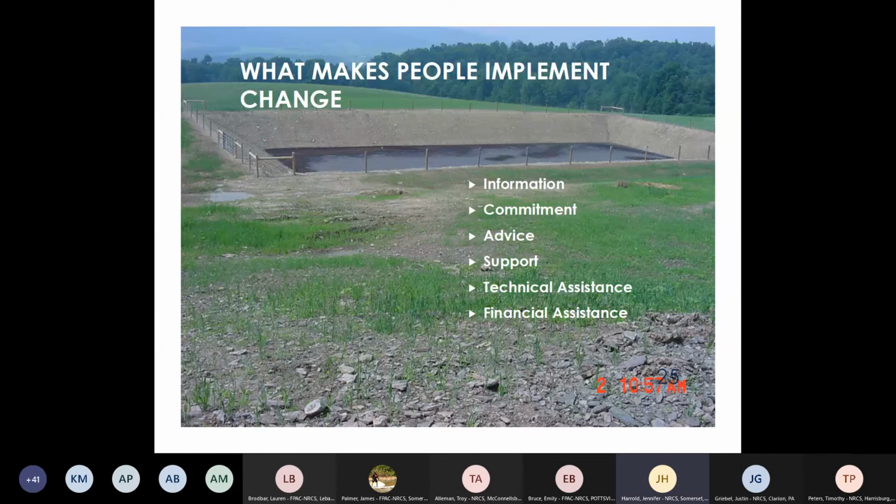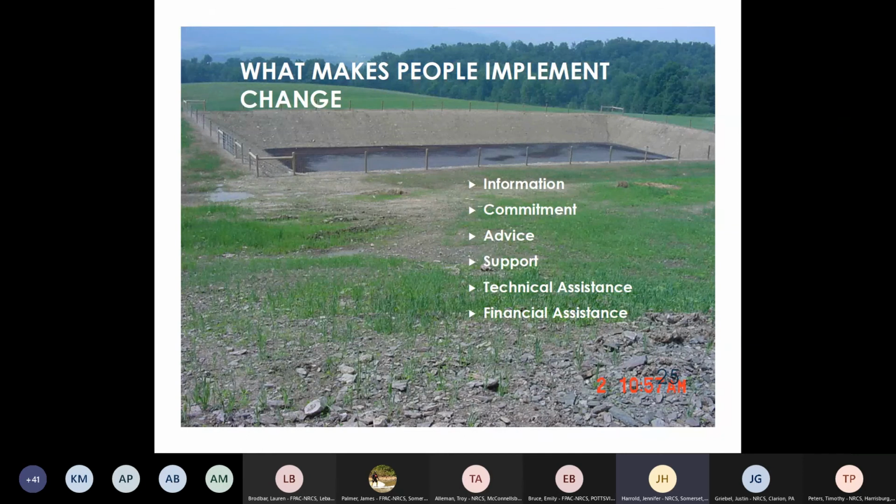So what makes people implement change? Providing good information. They have to be committed. Getting good advice, have them talk to other farmers, say if there's been a similar structure built somewhere, have them visit it, talk to the landowner there to see what they like or didn't like.